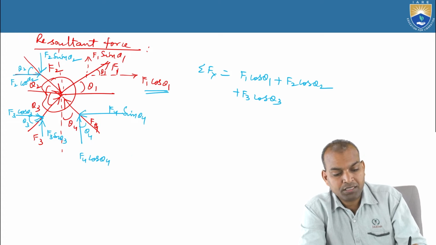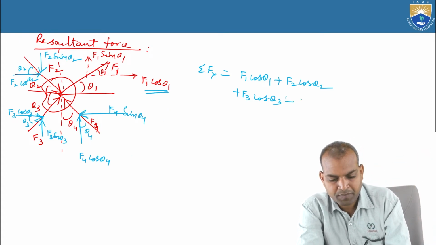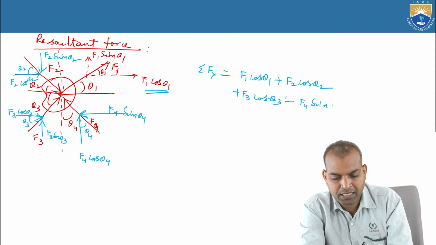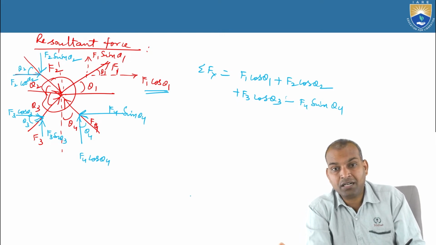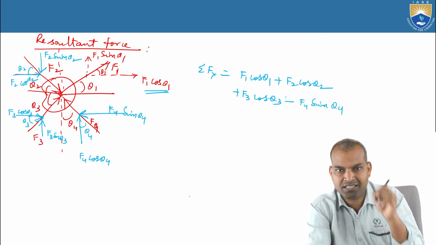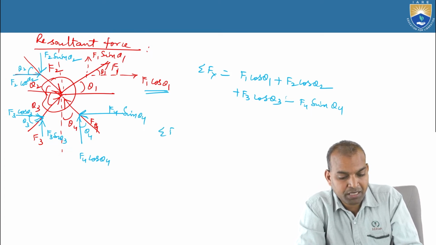And the final one, F4 sin theta 4, is moving towards the left, so it is minus F4 sin theta 4. Here the sin theta term becomes horizontal. Why? Because the angle F4 makes with the vertical axis is theta 4. The next is sigma Fy.